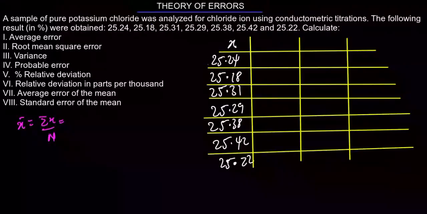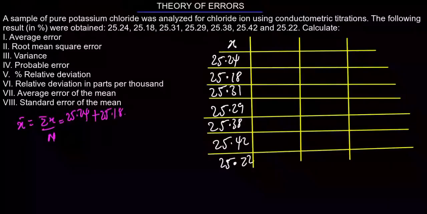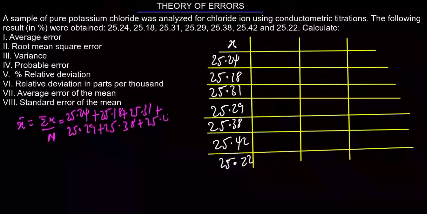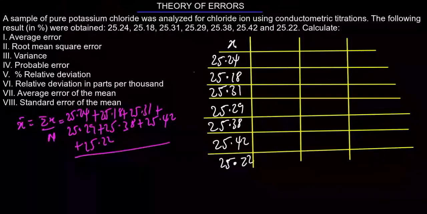That is, add everything you have here together, which is 25.24 plus 25.18 plus 25.31 plus 25.29 plus 25.38 plus 25.42, then lastly plus 25.22. Add it together and divide it by, how many are they? We have 1, 2, 3, 4, 5, 6, 7. So there are 7 numbers. So I'll go ahead and add that together now.